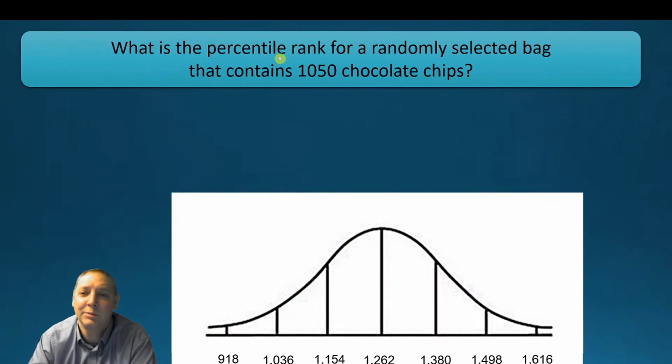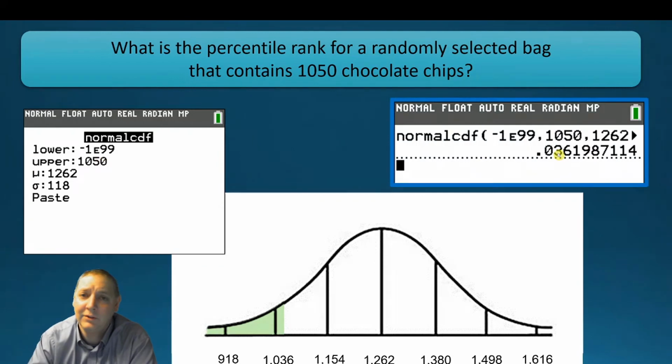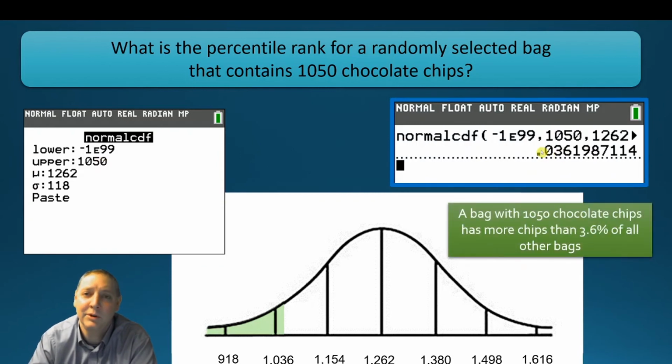Same problem again. What is the percentile rank for a bag that contains 1,050 chips? All right, so 1,050 is roundabout here-ish somewhere. And so it's going to be in a low percentile rank because it's below at least 50. It's always in the middle. So we have to calculate, okay, what's that area right there? What percent of all those bags have fewer than 1,050 chips? Negative infinity up to 1,050. Very few. So we see that this would be roughly in the 3.6 percentile rank. It has more chocolate chips than 3.6% of all the other bags out there.